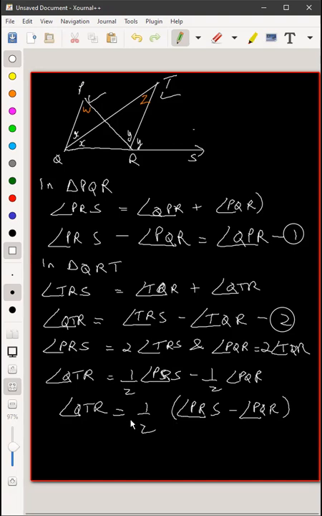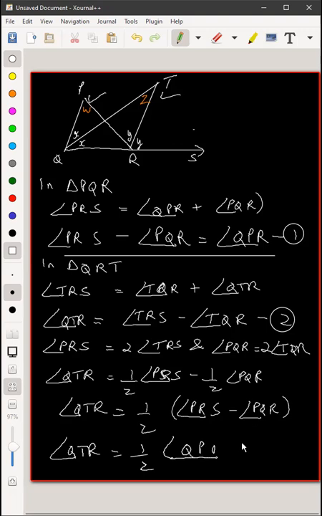And we also know, what is PRS minus PQR? From the earlier result, it is angle QPR. Therefore, angle QTR is nothing but half of angle QPR. Hence, proved.